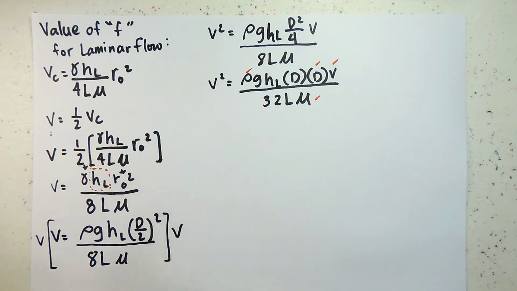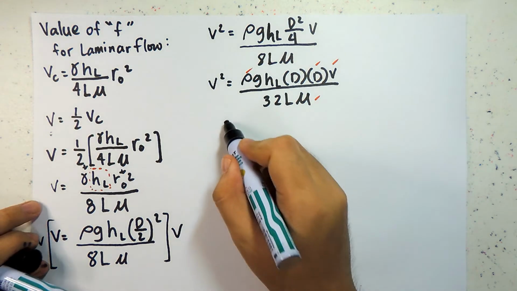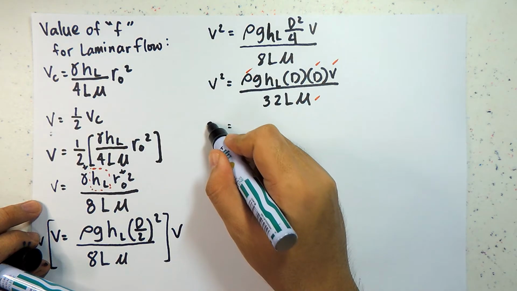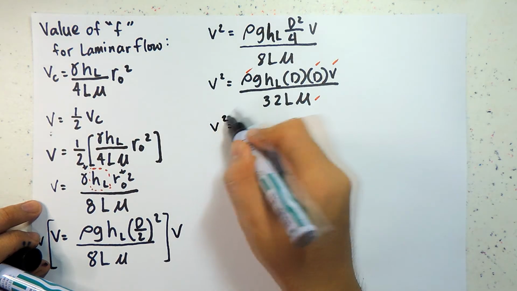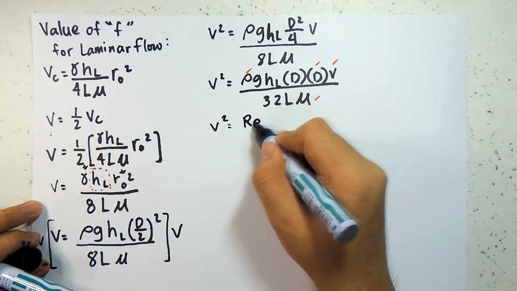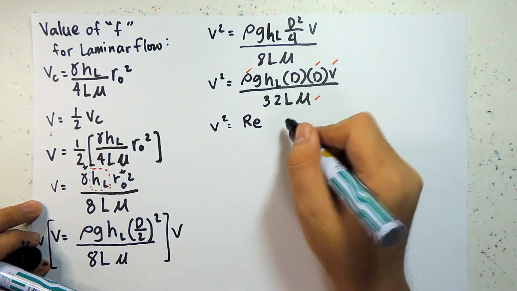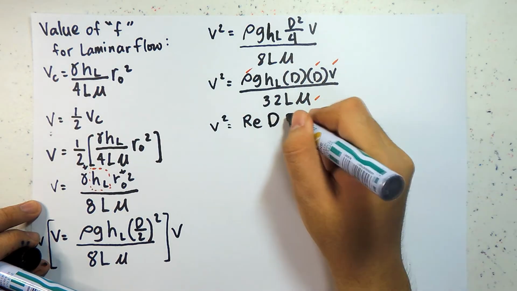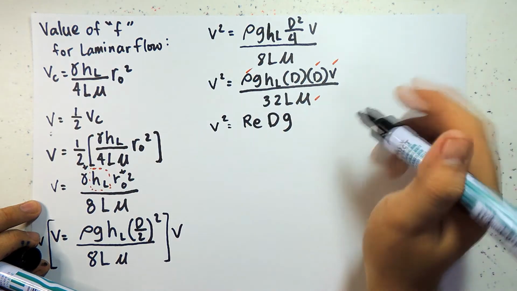Ngayon, kung iisa-isahin natin itong mga functions dito sa ating working equation, kung mapapansin nyo ay meron ditong familiar na mga functions. Gaya nitong rho, D, at saka V. So, ayun yan ay rho dV, tapos nasa denominator pa yung mu, equivalent din siya dun sa na-derive natin noon na formula na dV rho over mu, which is equivalent to the Reynolds number. At since equivalent nga yun sa Reynolds number, then the resulting equation would be V square is equal to the Reynolds number RE times D times G times H sub L all over 32L.